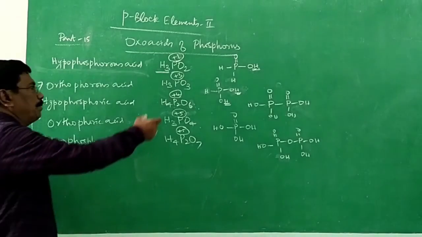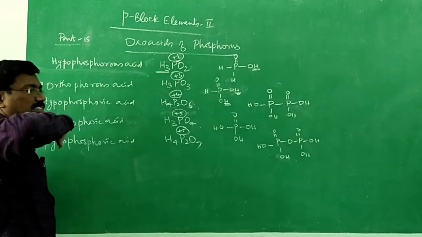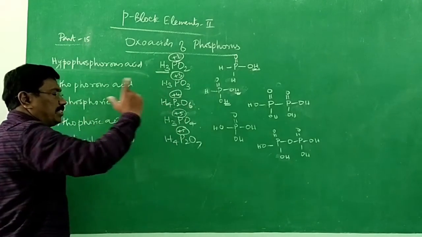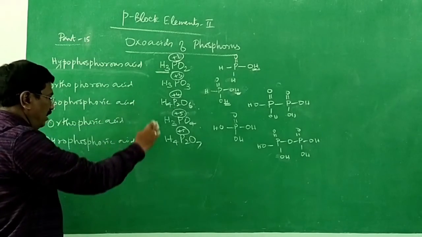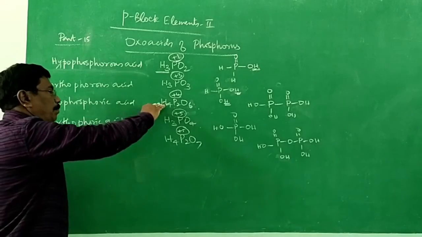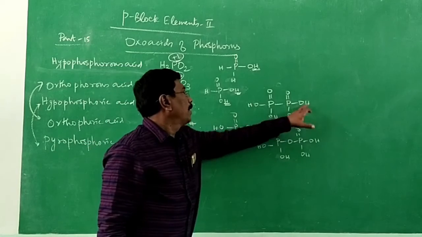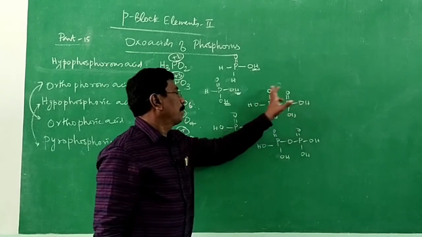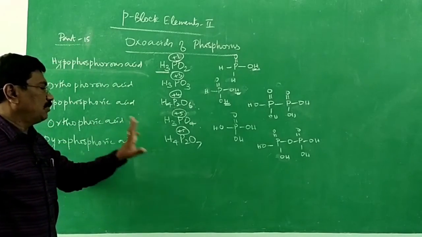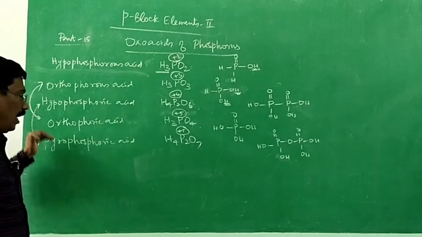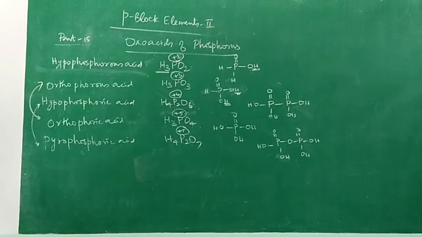Hypophosphorus acid: sodium hypophosphite, you can recollect. Phosphorus acid: PCl3 on hydrolysis. Phosphoric acid: PCl5 on hydrolysis. And hypophosphoric, pyrophosphoric: H4P2O6, H4P2O7. Based on the structure, you can recollect. Hypo, pyro. That's all. Now, how to prepare these compounds?